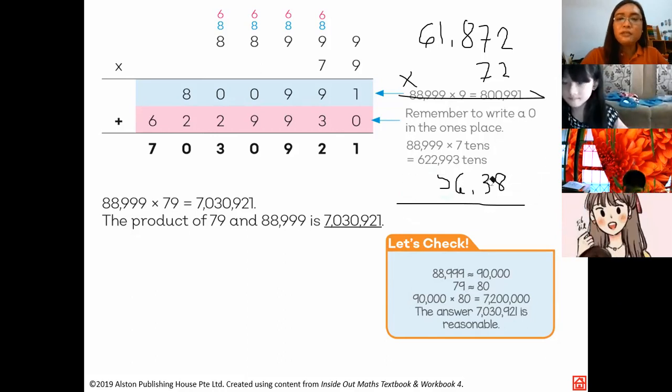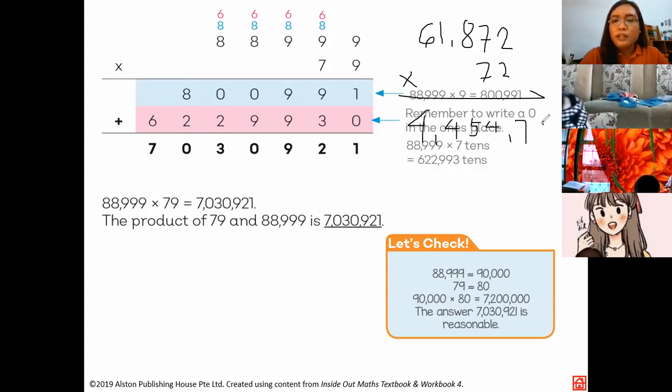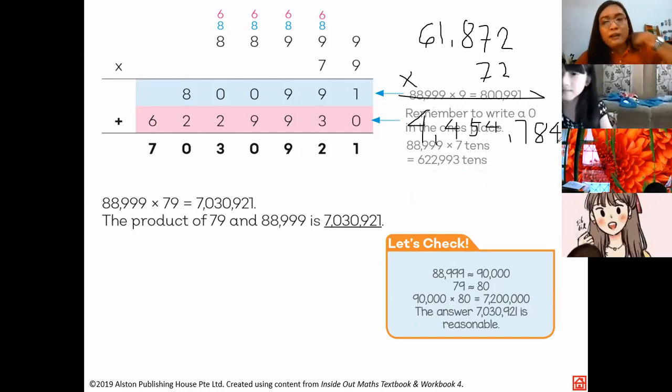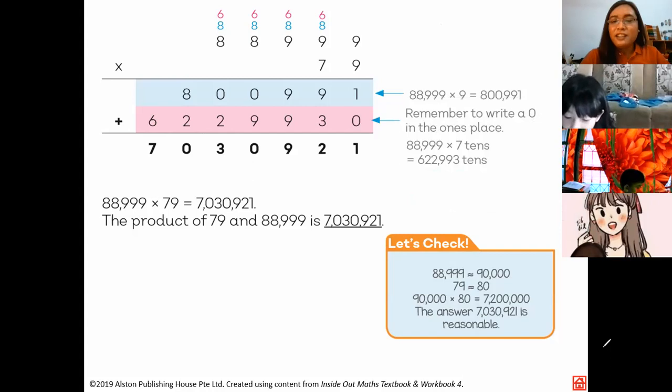Alpha. 4,454,784. Again, 4,454,784. The answer is correct. Okay. All right, so I guess you already understand multiplication up to 10 million.